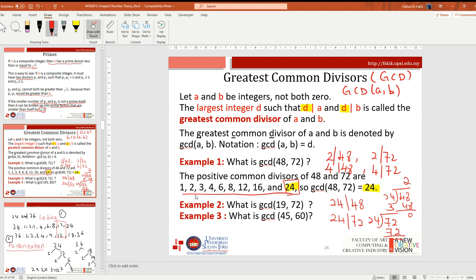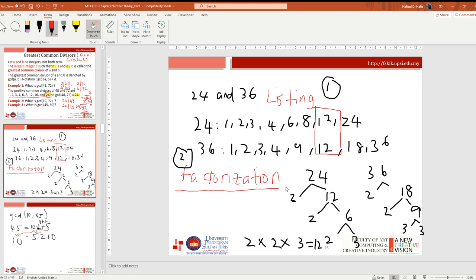Yang ni kita gunakan penyenaraian ataupun dipanggil sebagai listing. 1, 2, 3, 4, 8, 12, 16 and 24. So the GCD of 48 and 72 is 24. Okay, yang ni GCD, greatest common divisor, yang paling besar lah.